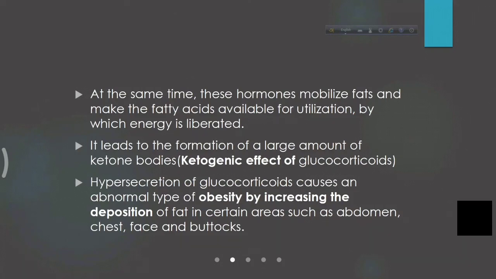Hypersecretion of cortisol causes an increased deposition of fat in the trunk, leading to obesity. It is called truncal obesity. Besides the trunk, especially on the face, on the shoulders, back of the neck, and chest, some fat is also deposited in the abdomen, and also some in the hip region.